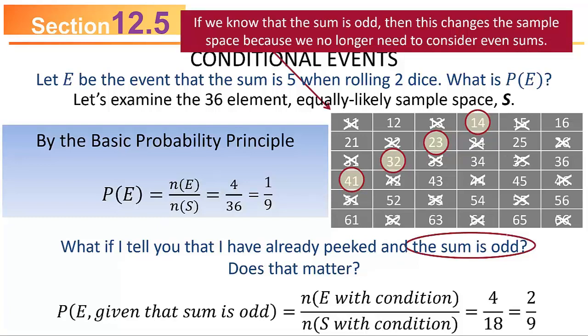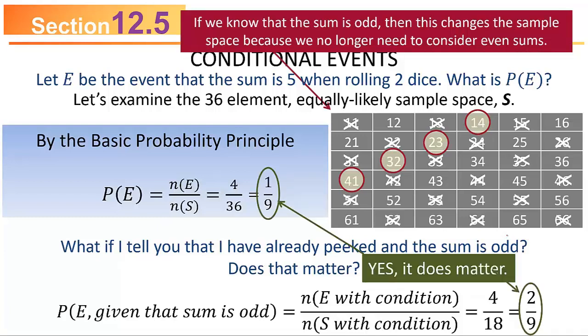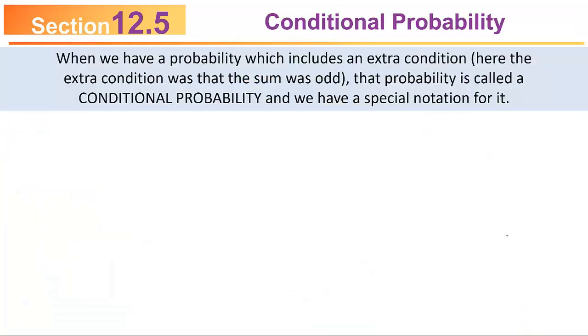So instead of the probability of the sum being 5 being 1/9, now the probability that the sum is 5, with that additional knowledge that the sum was odd, has doubled to 2/9. Yes, it does matter, or at least it can matter. You can see here the probability doubled. Knowing that information doubled the probability. So, to sum up, when we have a probability which includes an extra condition, and in this problem it was that the sum was odd, that probability is called a conditional probability, and we have a special notation for it.